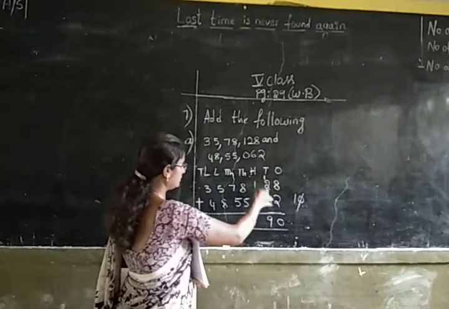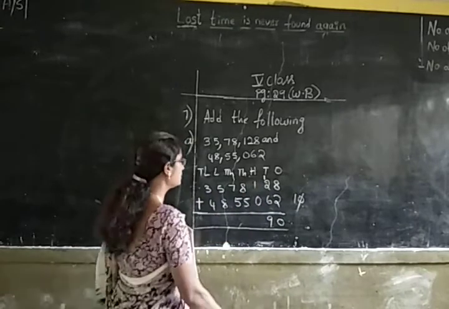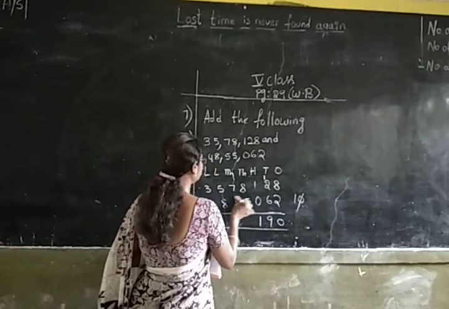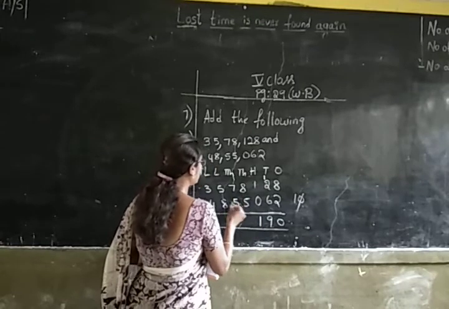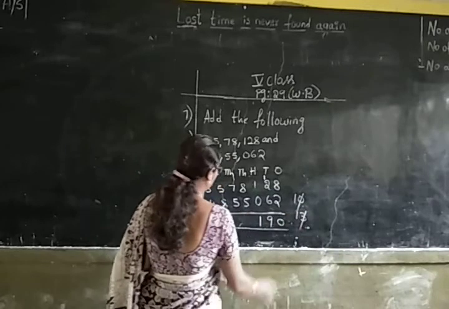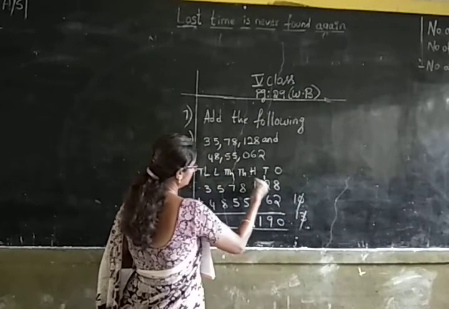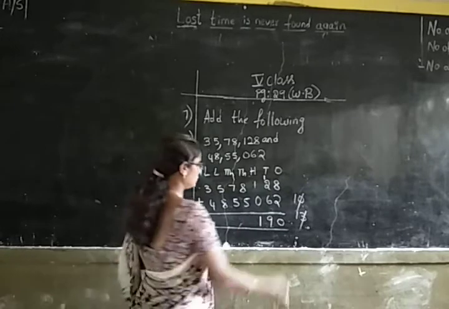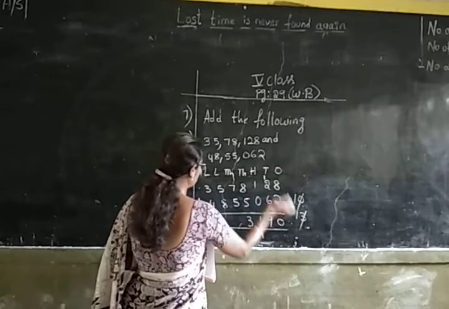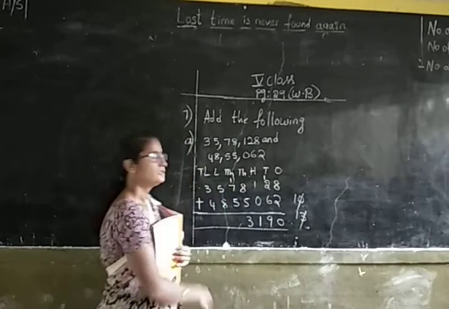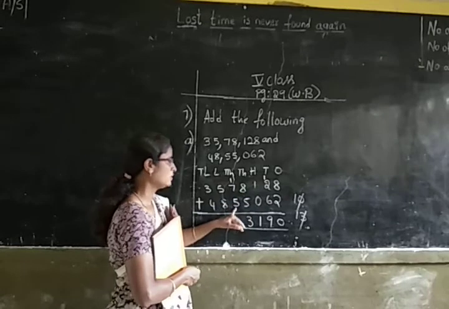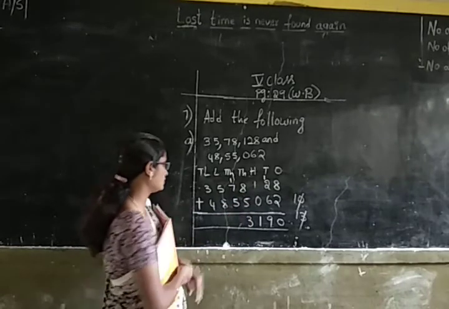After adding the numbers in tens place, you have to add the numbers in hundreds place. 1 plus 0 is 1. 8 plus 5 is 13. After adding the numbers in hundreds place, you have to add the numbers in thousands place. 8 plus 5 is 13. Put 3 in thousands place and carry 1 to the 10,000s place.